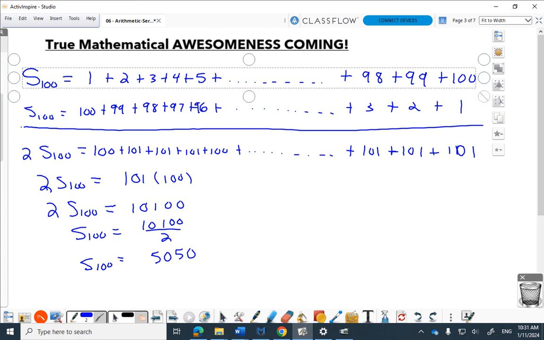Adding up a bunch of terms, if they go up by the same amount, won't be too bad. As long as there's consistent, as long as there's a pattern there, we'll be okay. And I'll make a formula for it. Any questions about Gauss? Well, that example is not too bad. Do you need more time for that example?